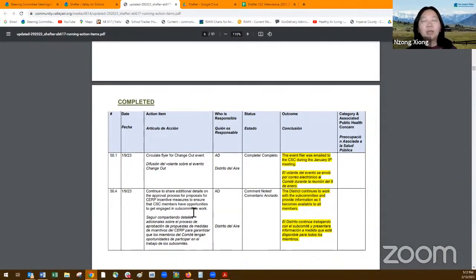And then the first one that is completed was sending out the event flyer for our fireplace changeout event that we had in January. And it was a successful event. We had about 30 people in attendance. Many of them were from Shafter, some from Bakersfield, and one from Wasco. We had 4 hearth retailers from Bakersfield in attendance, and they shared information about the program, as well as the different options for residents. And we also gave away some raffle prizes as well as gift cards. So it was a fun event.